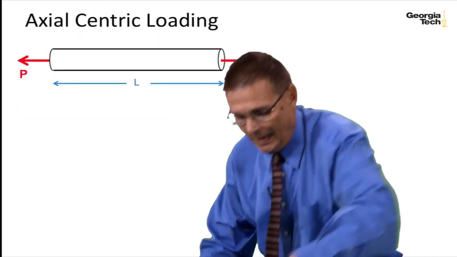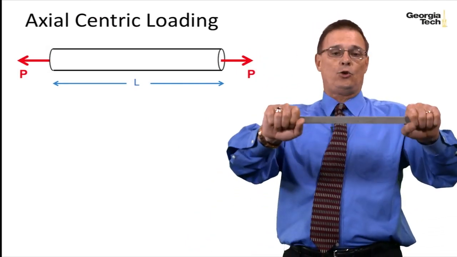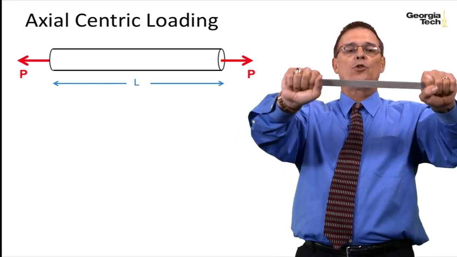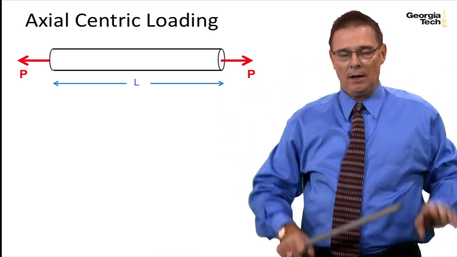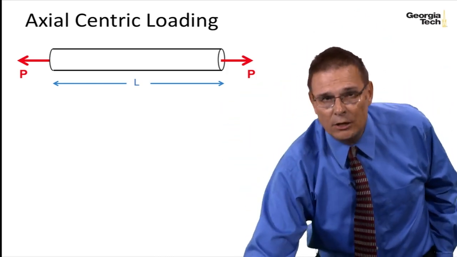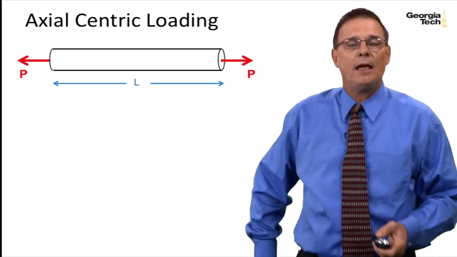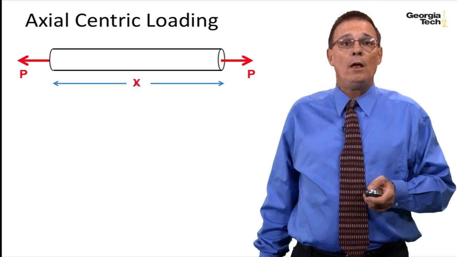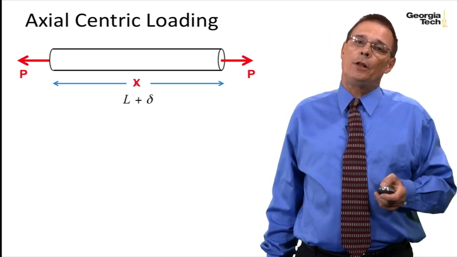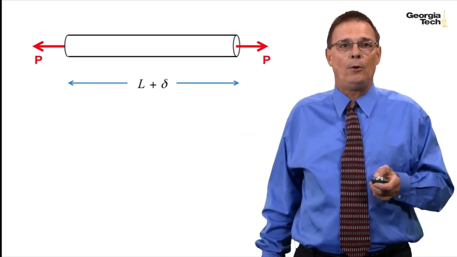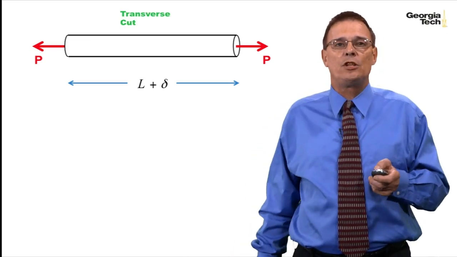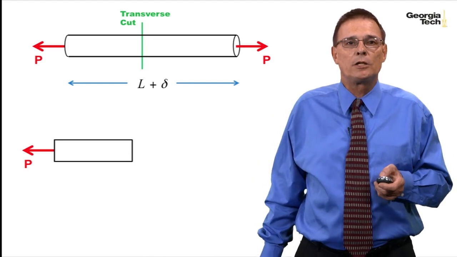And so the same thing happens for all these materials if they're isotropic, and we'll talk about isotropic later, and homogeneous. If I pull on them, that same sort of effect is actually called the Poisson's effect, and we'll talk about that more later as well. And so our L becomes now L plus delta, some stretching amount. And we can do a cut inside that member to see what's going on. Let's do a transverse cut.